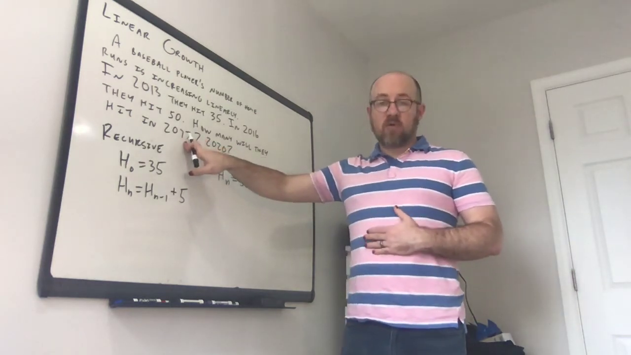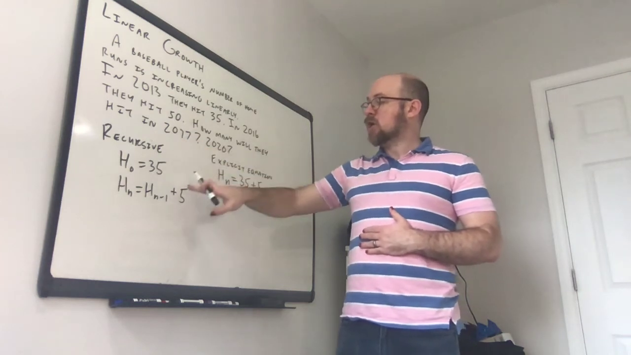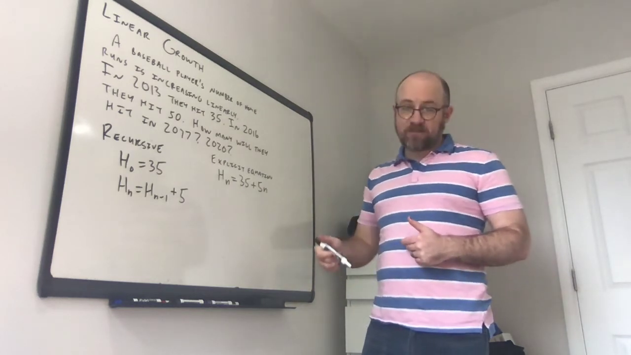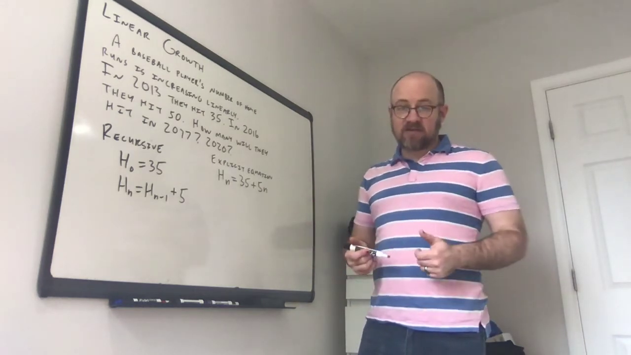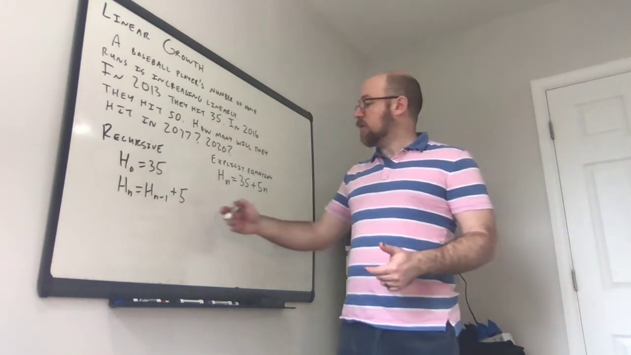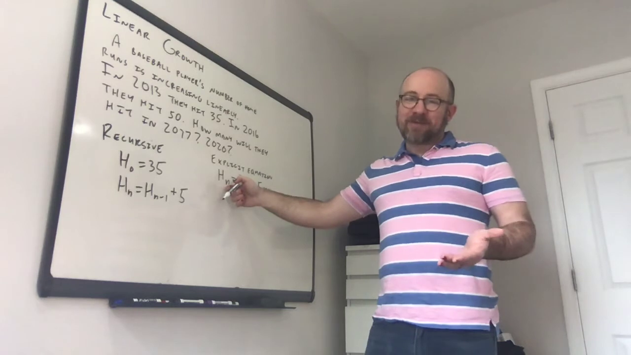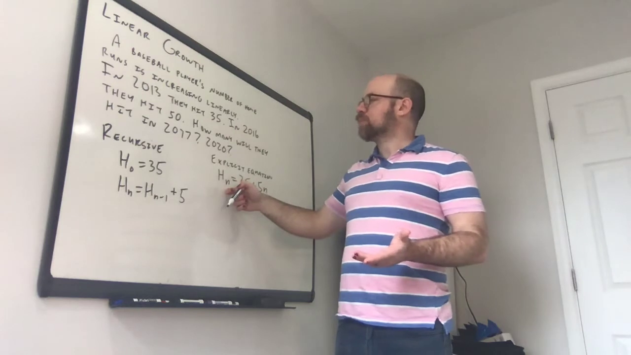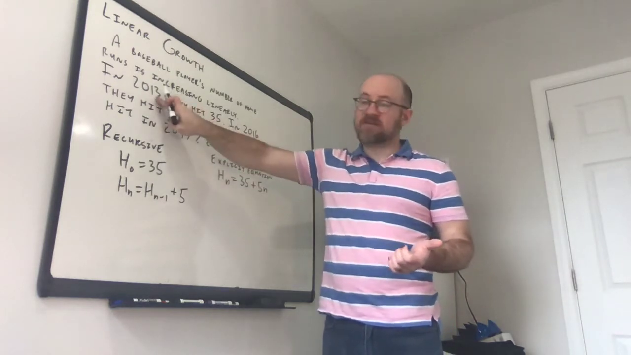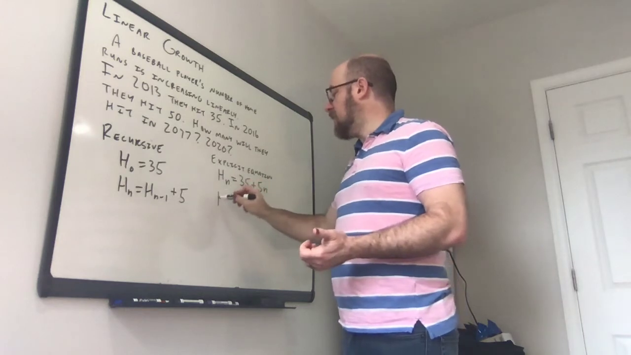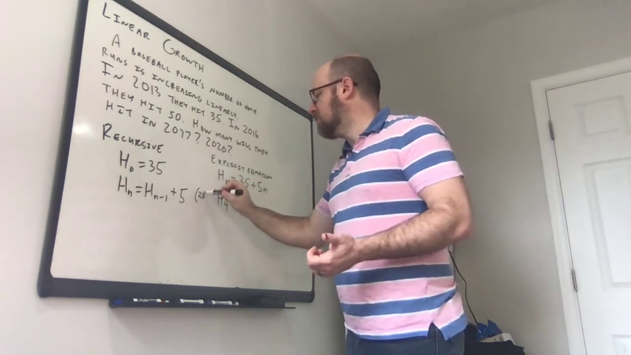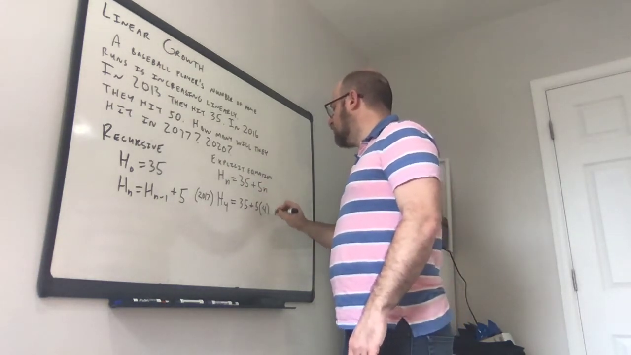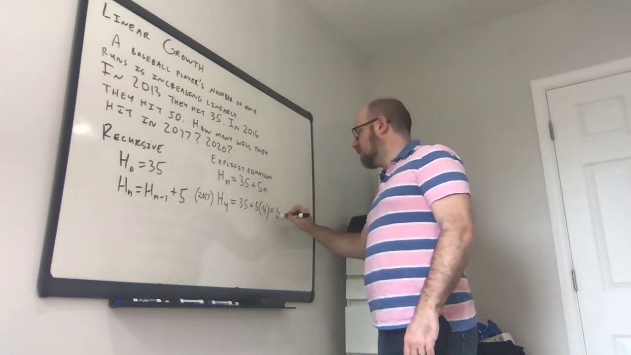So if we want to know the number of home runs that they would hit in 2017, we could start at 35, add 5 to get 2014, add 5 to get 2015, and so on and so forth. We could keep doing that. Or, and this is always a little bit easier, the explicit equation works a little bit better in most situations. So we know 2017 is 4 years after 2013, so that would be h sub 4. So 2017 would be h sub 4 equals 35 plus 5 times 4, which is 55.